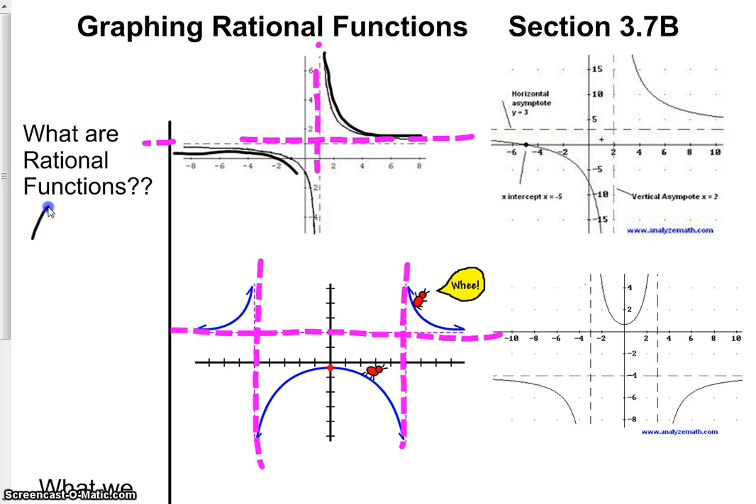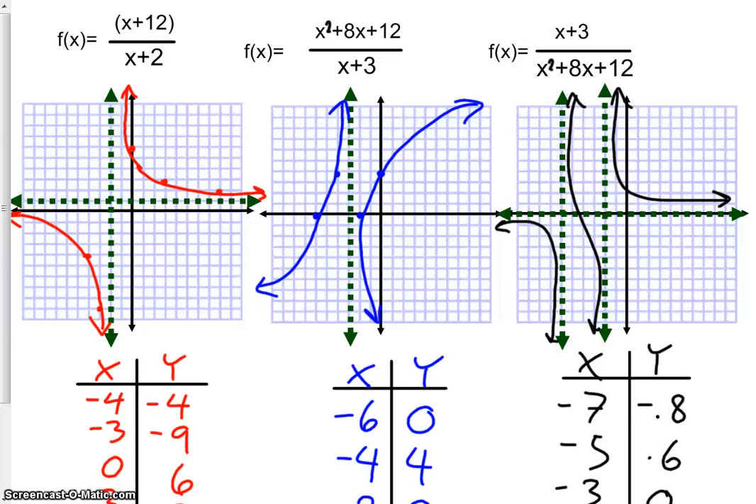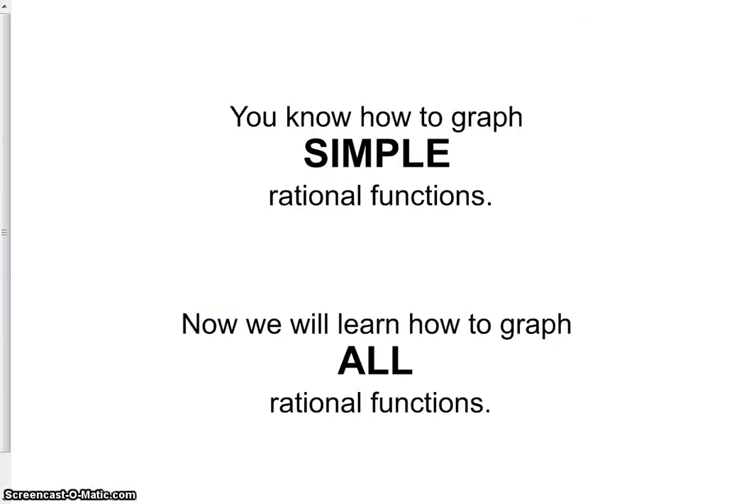Today we're going to be talking about what happens when there's a variable in the denominator. Before now, we've been talking about how to do simple rational functions. We've kept them simple, saying that there's never going to be a division by a variable. Now we're going to say, how can we do all rational functions?